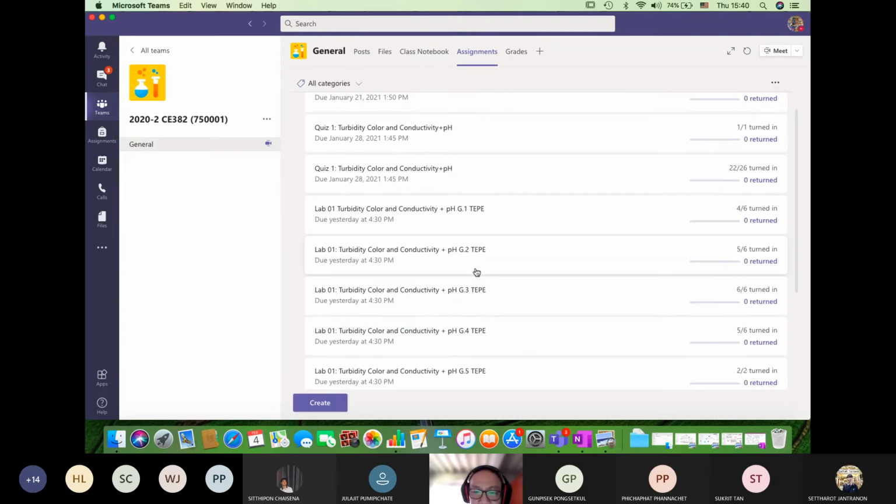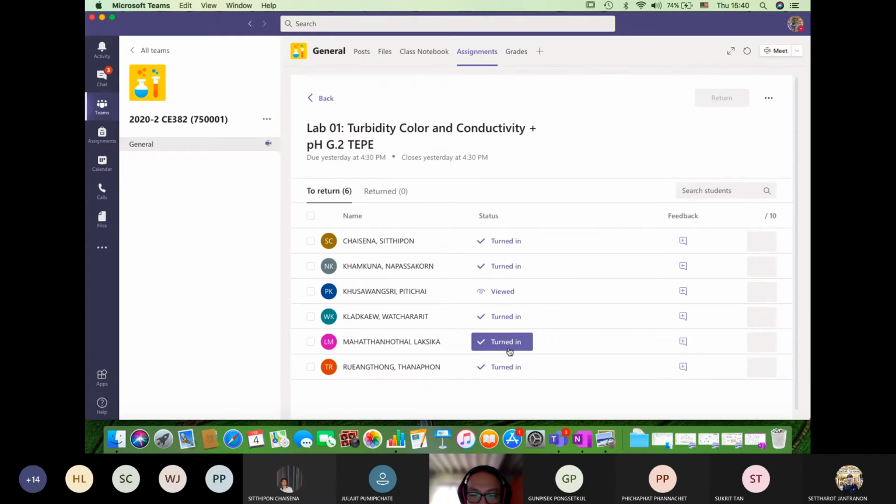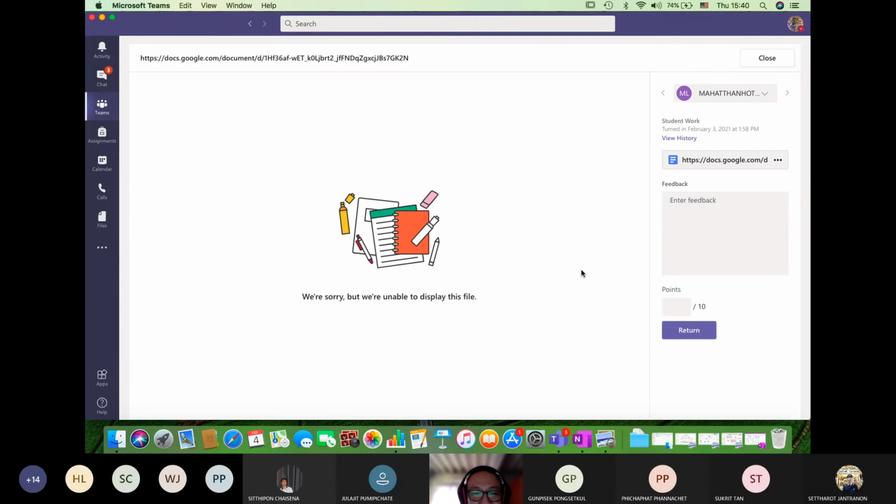then let me have a look again. Another group, group 2, Laxica, are you there? Laxica, I think your file has some problems. So next time, please submit the files in PDF format, not the Microsoft Word format. Okay, teacher. Reset again, I'll send it again because it can't be opened. Okay, teacher.